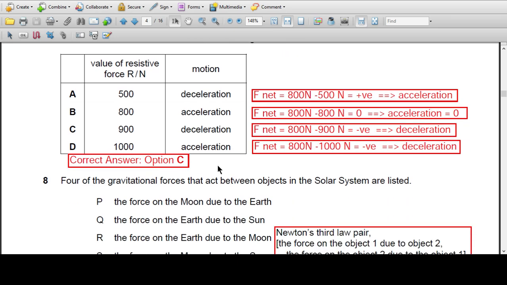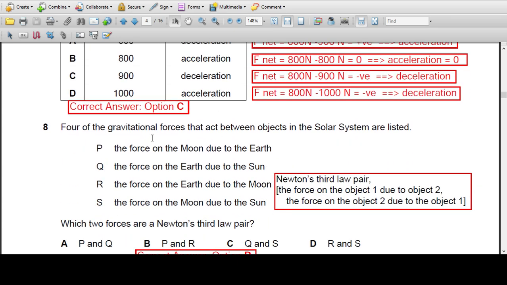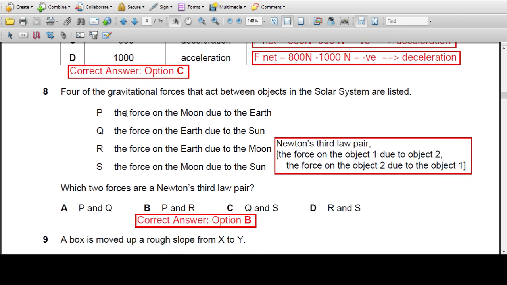Now question number 8. Four of the gravitational forces that act between objects in a solar system are listed. Number 1 is P, the force on the moon due to the earth. Q, the force on the earth due to the sun. R, the force on the earth due to the moon. S, the force on the moon due to the sun.